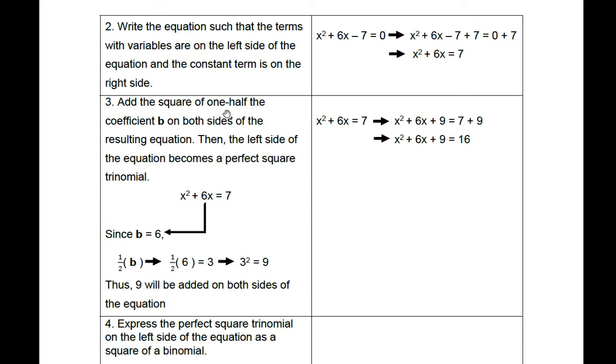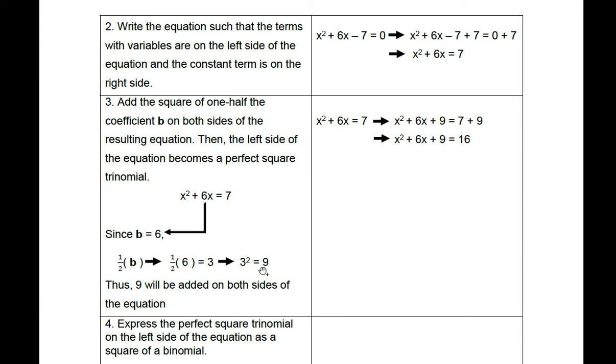Add the square of the 1/2 of the coefficient. Ito na lang, mas madali. You identify the value of b. So the value of b is 6. And then you get the 1/2 of the value of b, or 1/2 of 6. So what is the 1/2 of 6? That's 3. Okay, you take note about the 1/2 kasi magagamit natin yan. So this is the 1/2. Then after you get the 1/2, then you square.